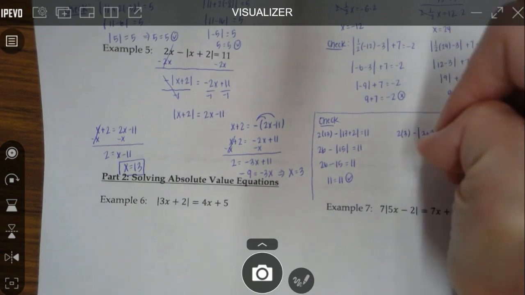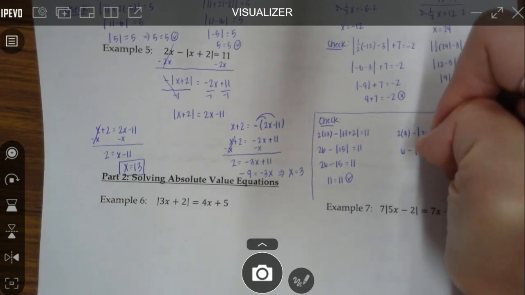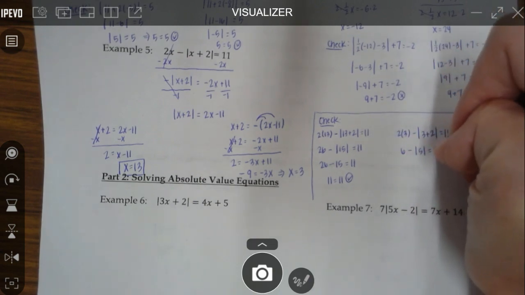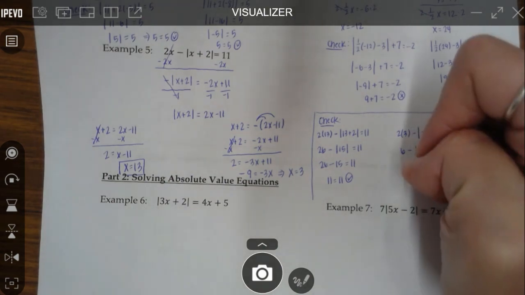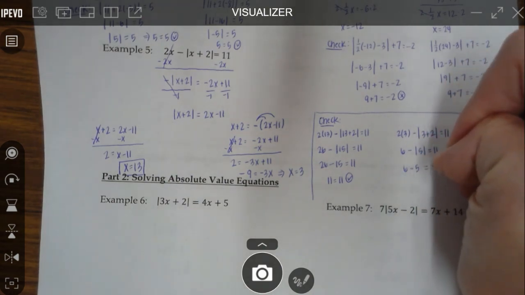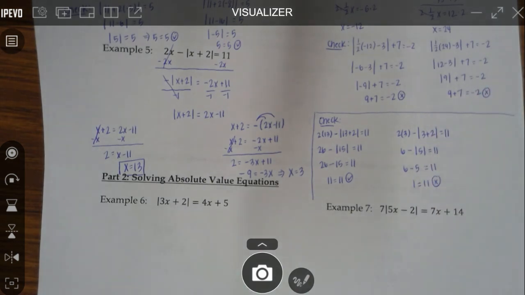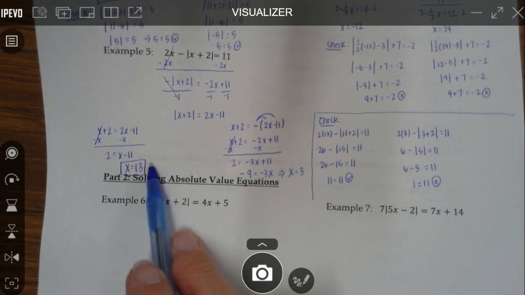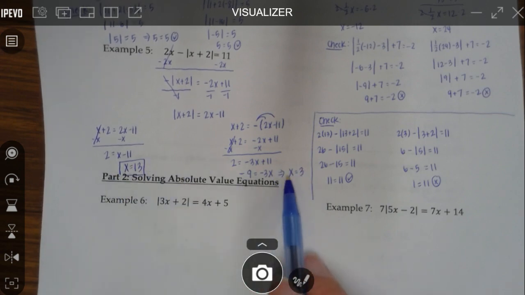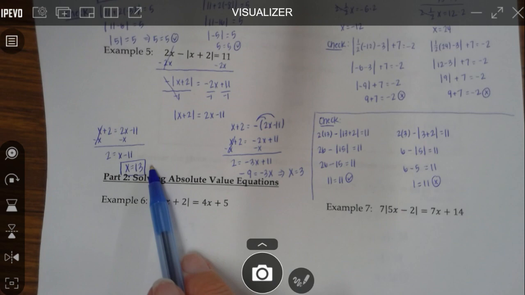That's going to give me, let's see, 6 minus the absolute value of 5, which gives me 6 minus 5, which gives me 1 equals 11. So when this happens, when I have an x value that does work and an x value that does not work, usually I'll just make sure to, again, either circle or box in the one that does work.